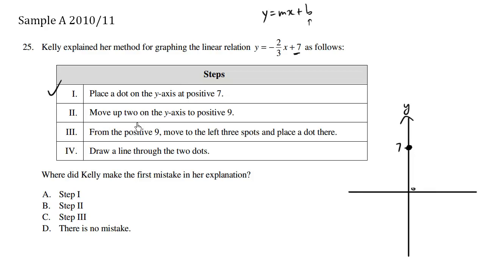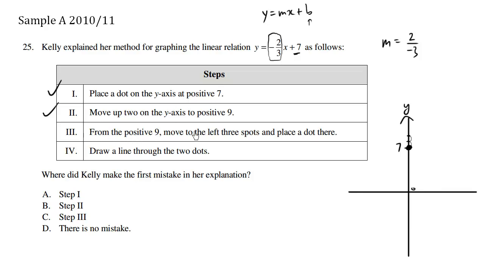Step 2: move up 2 on the y-axis to positive 9. Now we know this here is the slope. The slope is negative 2/3. So the idea of moving up 2 on the y-axis is fine because we have rise over run. We could think of this as a positive 2 rise. That's moving up, because here the slope equals negative 2/3, which can also be written as 2 over negative 3. When we have a slope that's negative, the negative sign can be in the denominator, the numerator, or even in front of the fraction. It doesn't really matter. So the rise here is positive 2, so we're going to move up 2 on the y-axis to positive 9. So this is 8, 9. We're going to move up here 1, 2, check.